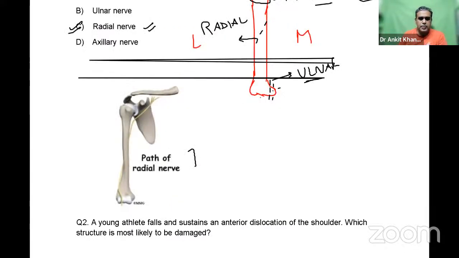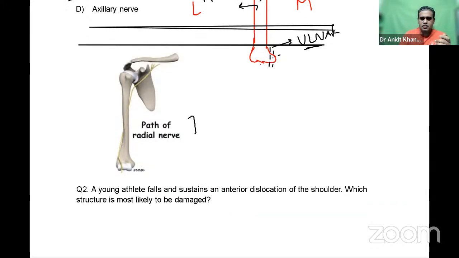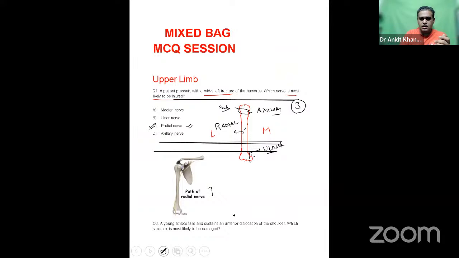Second question over here. A young athlete falls and sustains an anterior dislocation of the shoulder. We should know that the shoulder joint is one of the most commonly dislocated joints. So there is an anterior dislocation of the shoulder. Fair enough. Which structure is most likely to be damaged? That is the question. Let us see the other options over here.